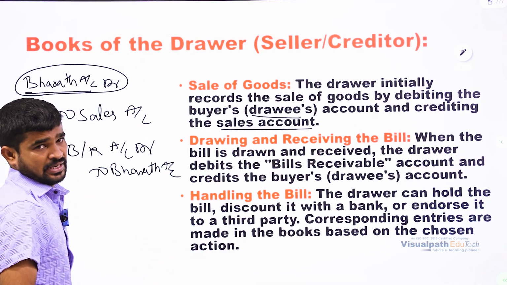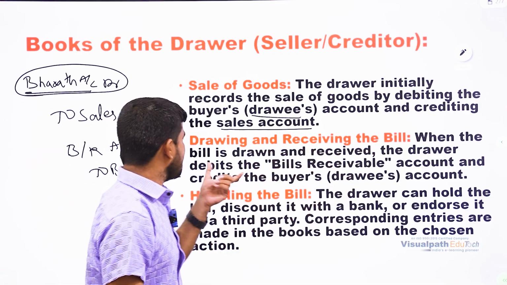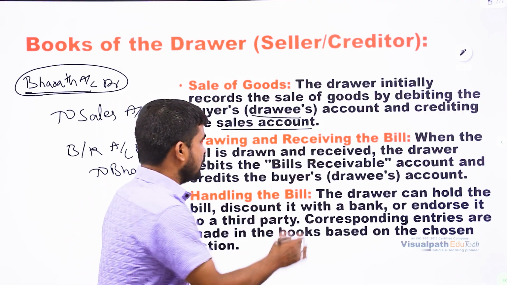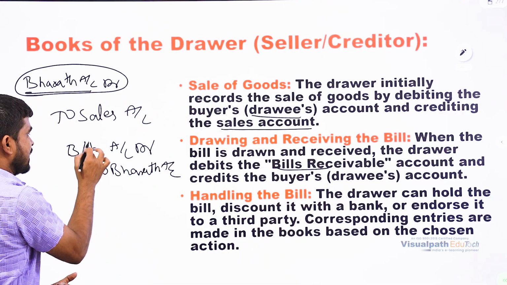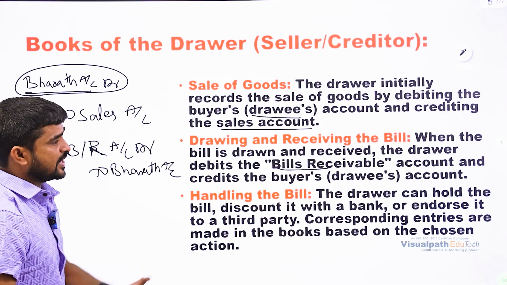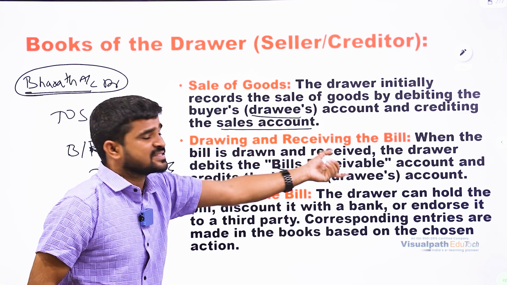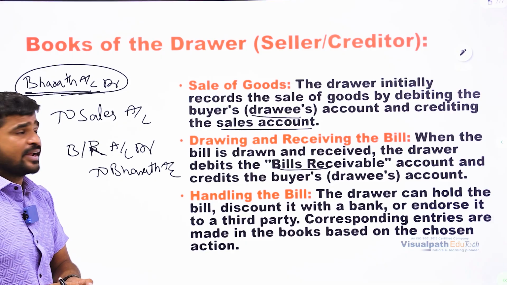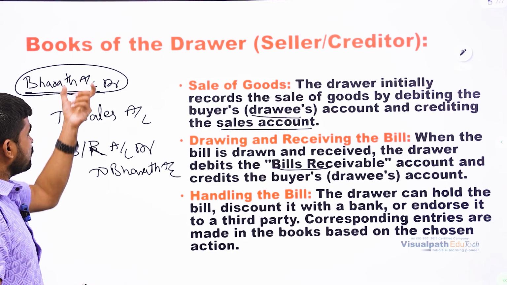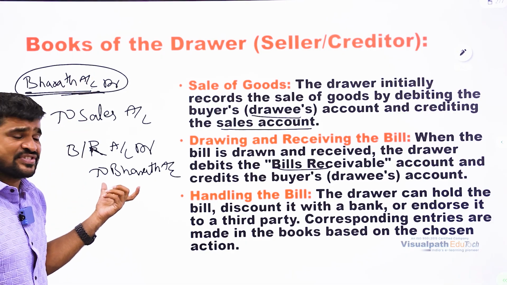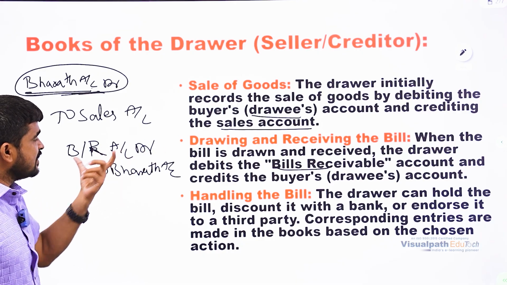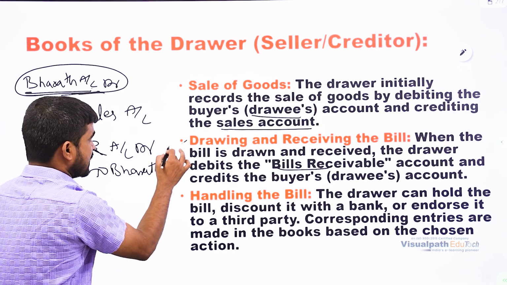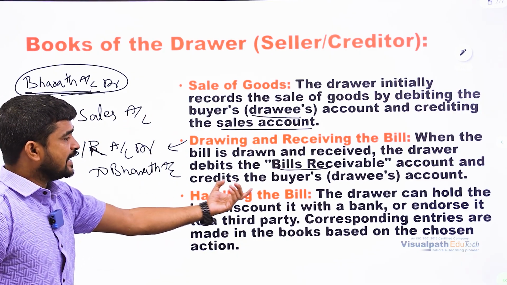Now the explanation: when the bill is drawn and received, the drawer debits the bills receivable account. I wrote the same thing, bills receivable account debtor, to, credits the buyer's name. Why should we make the credit here? Already, in the previous entry, we said the due amount is there from Bharat. Now instead of the amount, we received one instrument, one asset, which is called bills receivable. That will be debited and the amount will be credited like this. This is the second entry, the handling of the bill.